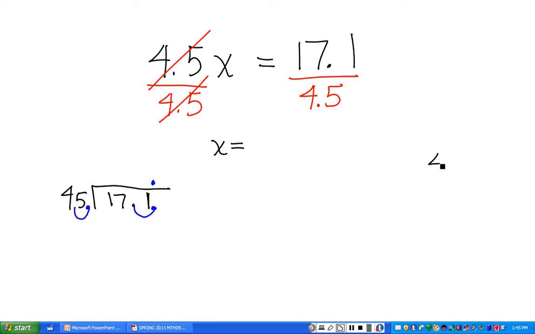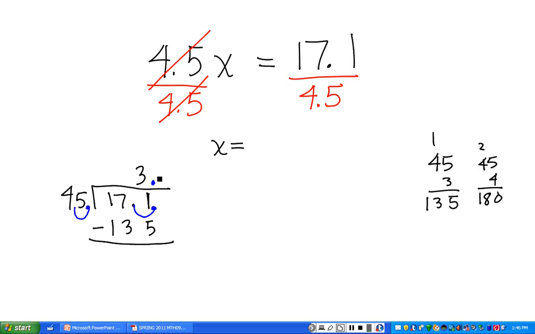45 times 3 is 15, carry the 1, 12, 13, 135. 45 times 4 is 22, carry the 1, 16, 17, 18, 180. So that's too much. So it is 3 times, which gives 135, and we subtract.